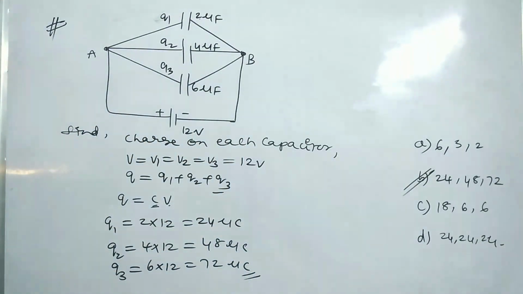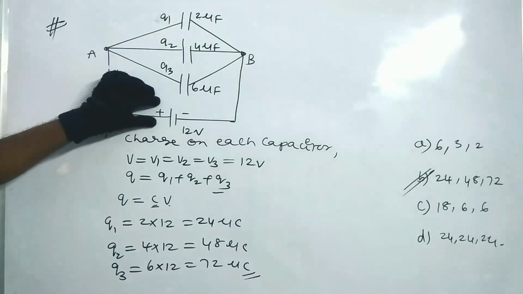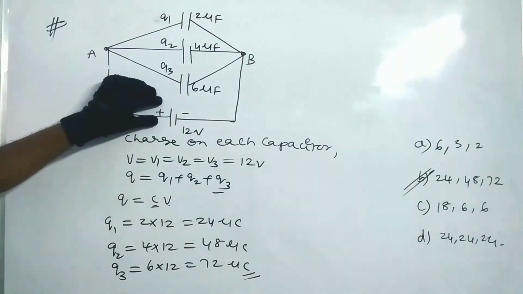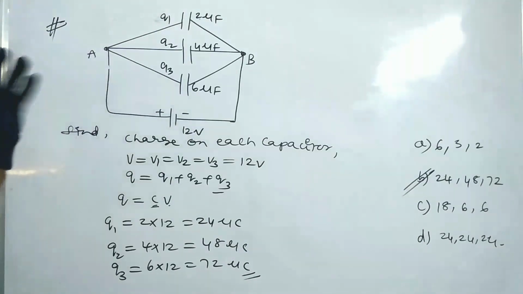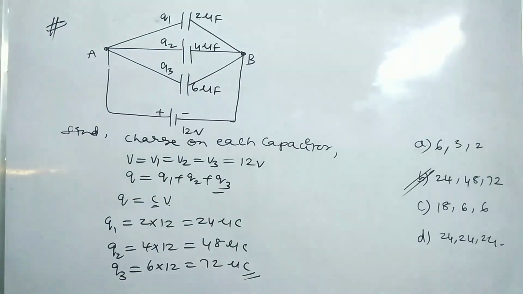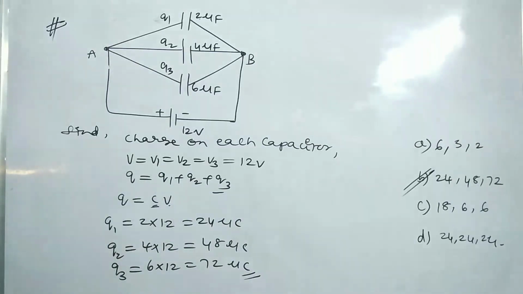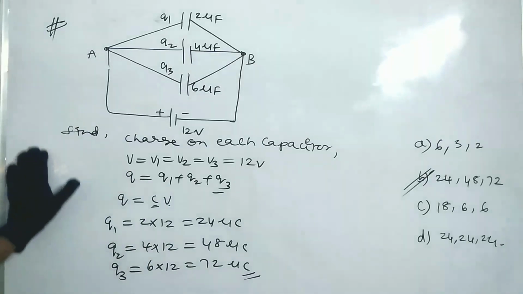If 3 capacitors are connected in parallel to a 12 volt battery potential, then find the charge on each capacitor. So this is the method you have to use. Charge is equal to capacitance into potential, right?